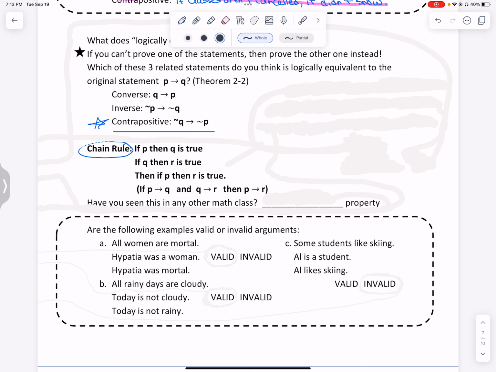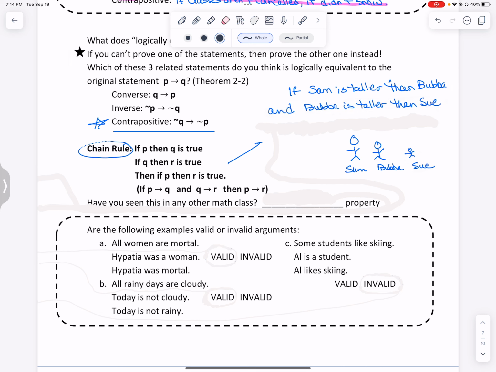Okay. So here's one. If Sam is taller than Bubba, you see Sam there, and there's Bubba. So Sam's taller than Bubba. So if Sam is taller than Bubba, and Bubba is taller than Sue, Sue over there, then Sam is taller than Sue. Okay. Have you seen this in any other math class when they do things like this? Geometry. In geometry, they call this a transitive property. That's what it's called. Okay.